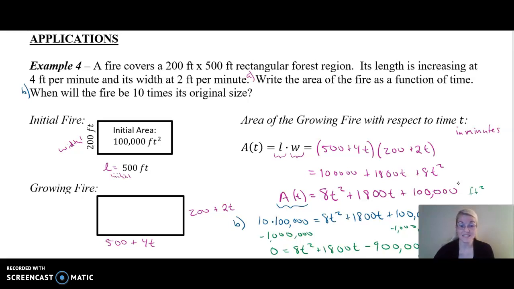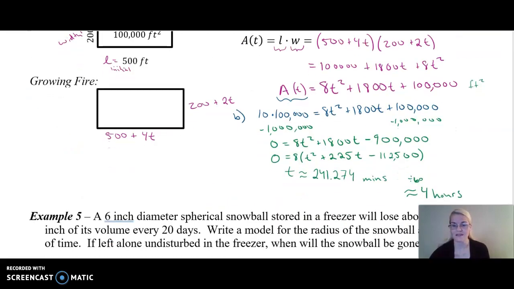So when will the fire be 10 times its original size? Well, its original size was 100,000 square feet. Times 10 is 1,000,000. Subtract 1,000,000, and you end up seeing you get a quadratic that you're going to have to solve. Use a calculator to solve it. It doesn't factor. I tried. And you get about 241 minutes divided by 60 minutes an hour is about 4 hours.